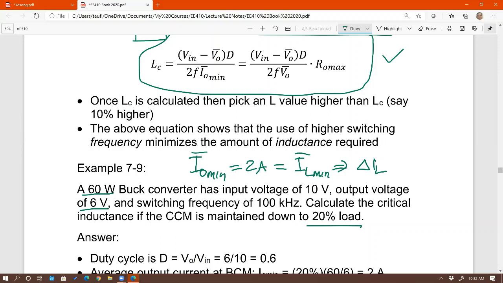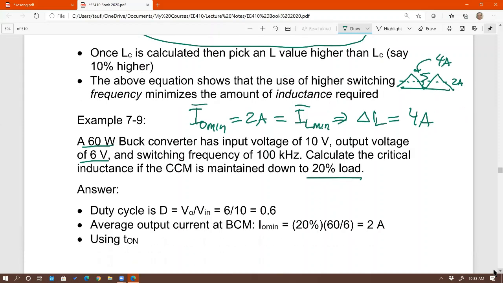What is delta IL? What is it? Come on. 1 amp. Oh, you always do it the reverse. 4 amps? 4 amps. Right? If IL min average is 2 amps, that means peak to peak is 4 amps. Yes? Yep. Okay, all right. So we know delta IL from there.